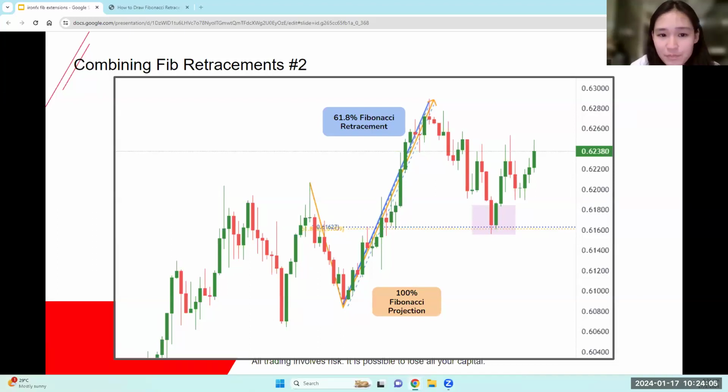Another example. Here we have a 61.8% Fibonacci retracement, matching up with a 100% Fibonacci projection. In case you can't see the lightning bolt shape, I've drawn out the arrow. The yellow arrow here is the Fibonacci projection, and the blue arrow, which is just one straight line, is your Fibonacci retracement. We can see price bouncing off of that confluence area there.